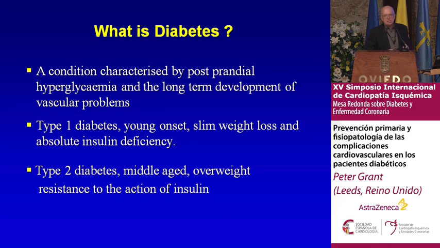Type 2 diabetes occurs in middle-aged overweight individuals, and they develop resistance to the action of insulin, which is subsequently followed by beta cell failure as the disease progresses. One of the common errors is to think that people treated with insulin always have type 1 diabetes, but many of our patients who have type 2 diabetes progress to needing insulin later on.